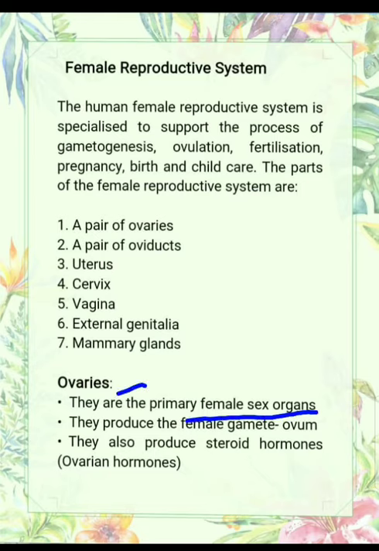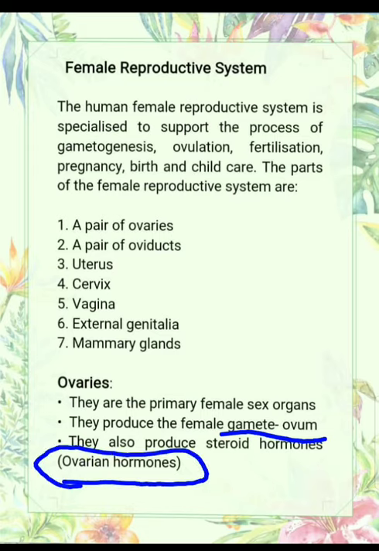These are the primary female sex organ. Why are these known as the primary female sex organ? Because they have mainly two functions. First, they produce the female gamete, that is the ovum, and the second function is that they produce the female sex hormone, you can say ovarian hormone. That's why these are the primary female sex organ.